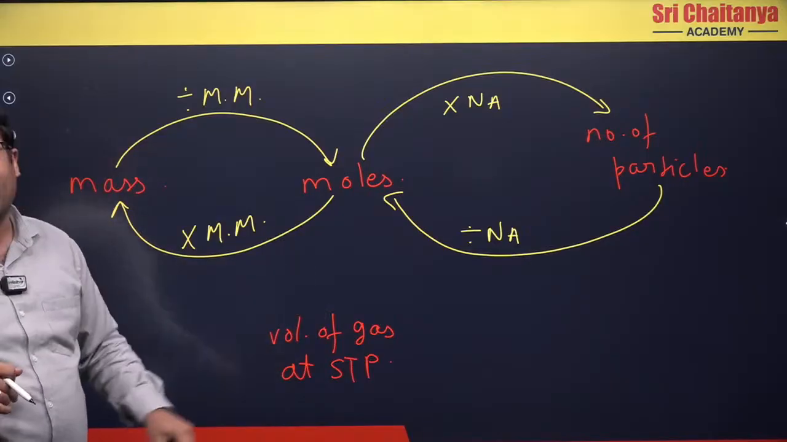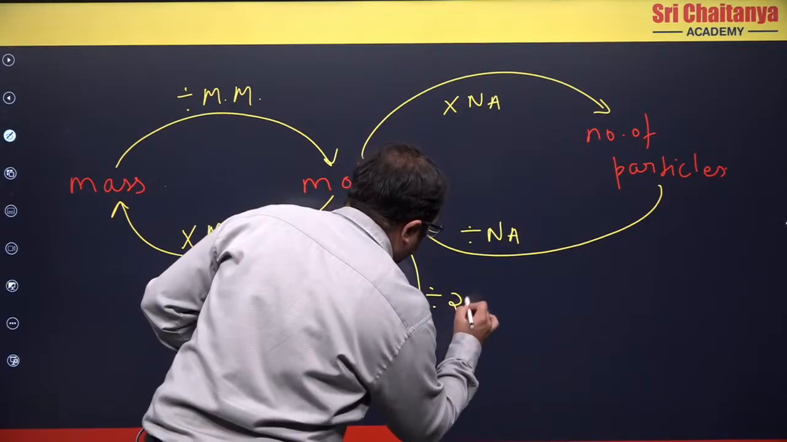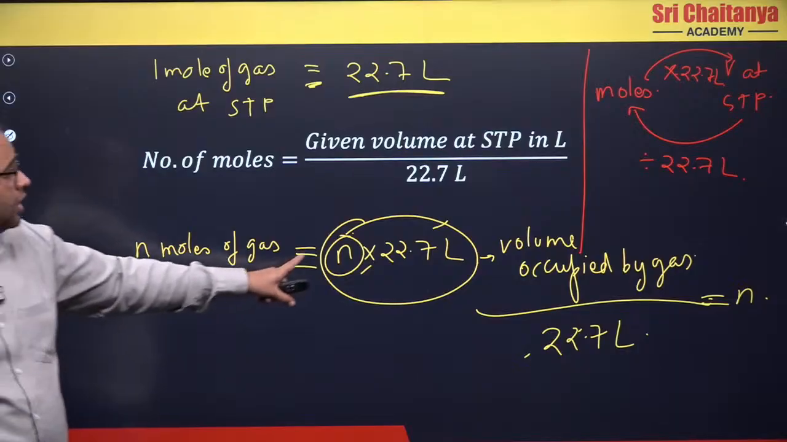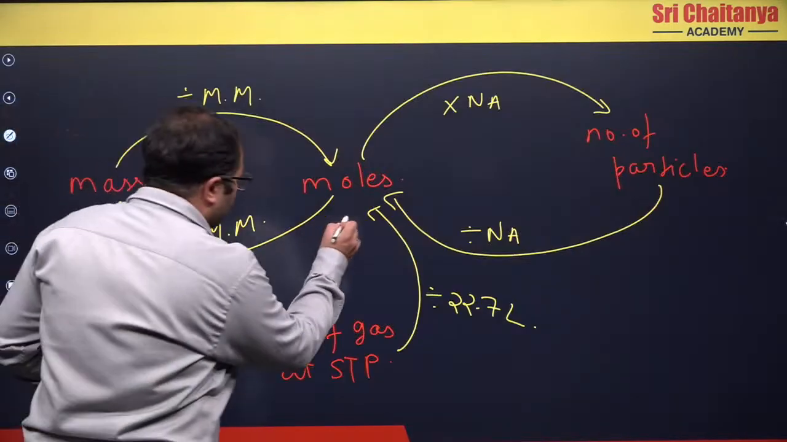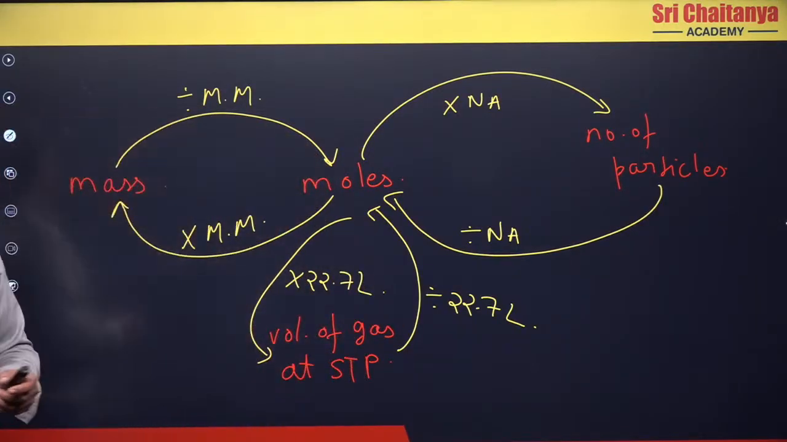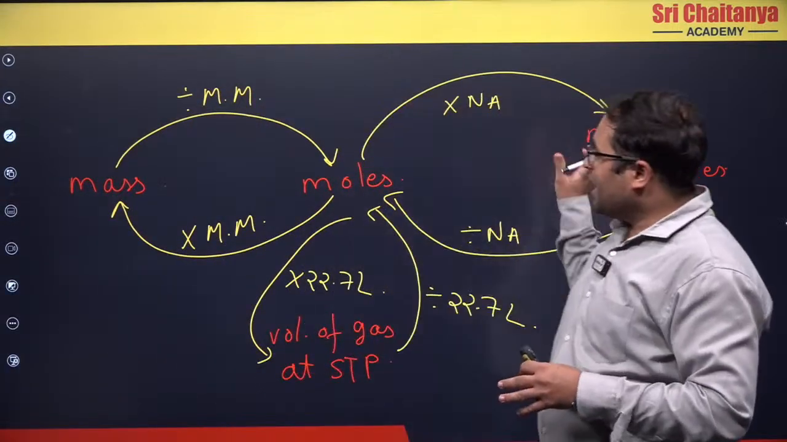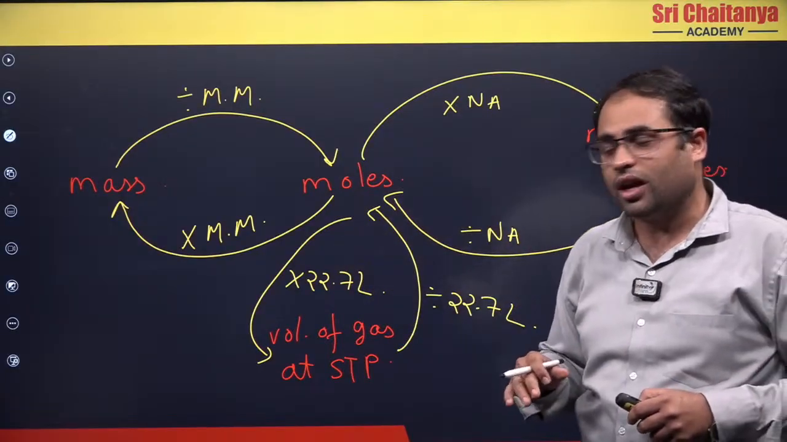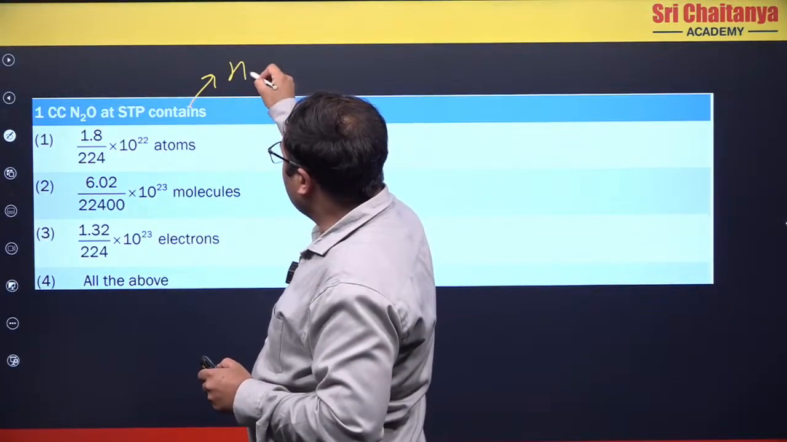Similarly, volume of gas at STP, if you want to find the moles, you will divide it by 22.7 liters. And see, this one is exactly coming from this part, right? Division. And if you want to go the reverse, you will multiply it by 22.7 liters. So this is the complete summary of the lecture which I have told you today. Keep at least this in mind and you will be sorted for most of the part in your examinations. This also, take it up as homework.